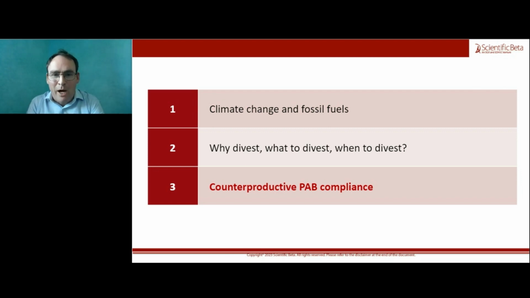compliance with the Paris-aligned benchmark constraints. As I said, this is a regulated label in Europe, and technical requirements to have that label include a number of fossil fuel exclusion criteria.